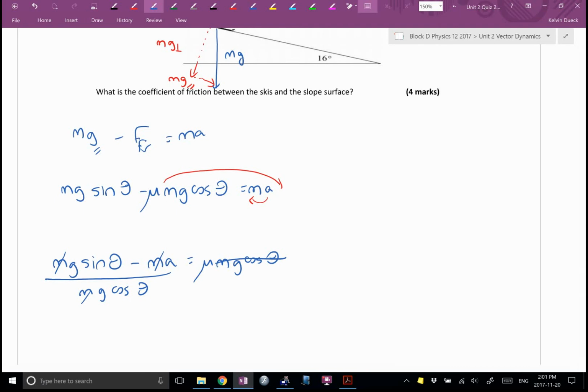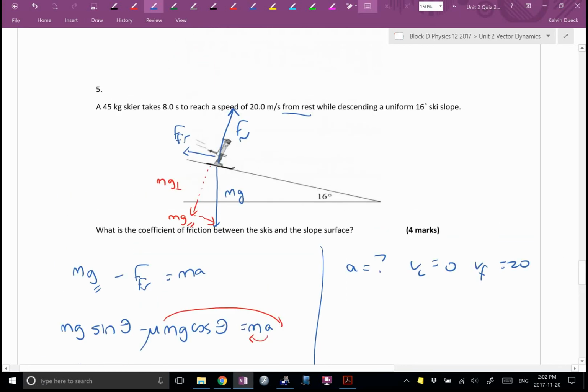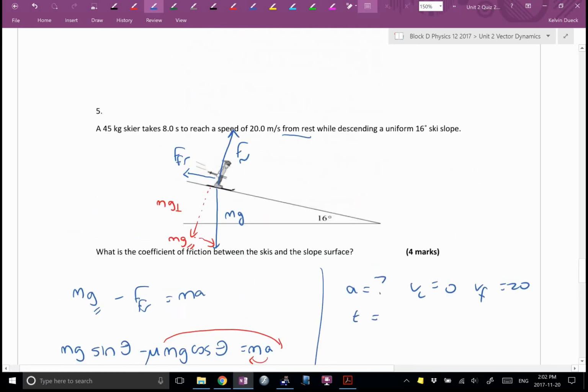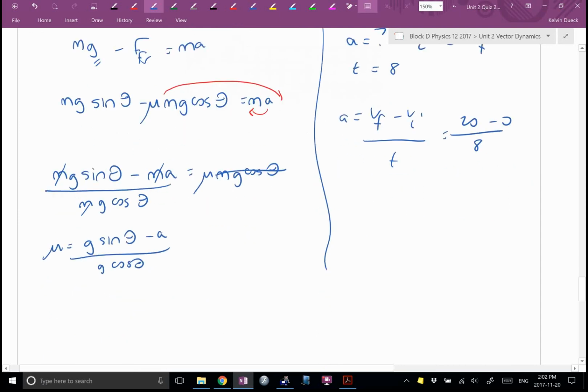I got a problem here. I get mu equals g sine theta minus a all over g cos theta. I don't know. So, it did say from rest. It gave me a V final of 20. And it gave me a time of, what was it, 8? So I can go a equals VF minus VI all over T. It's 20 minus 0 all over 8. 20 over 8 is 10 over 4 is 5 over 2. 2.5?